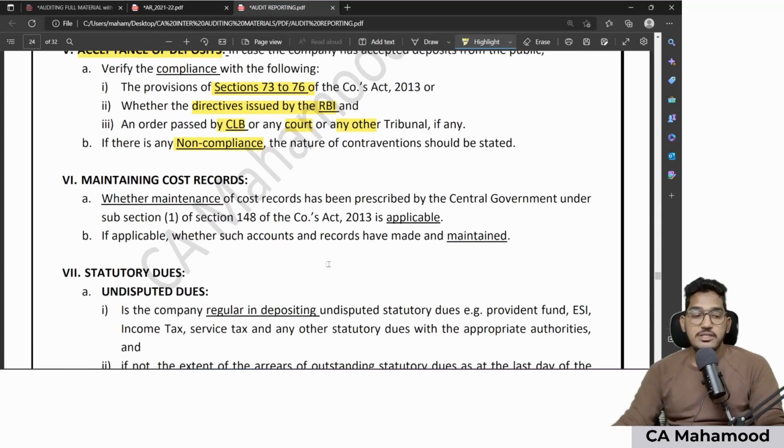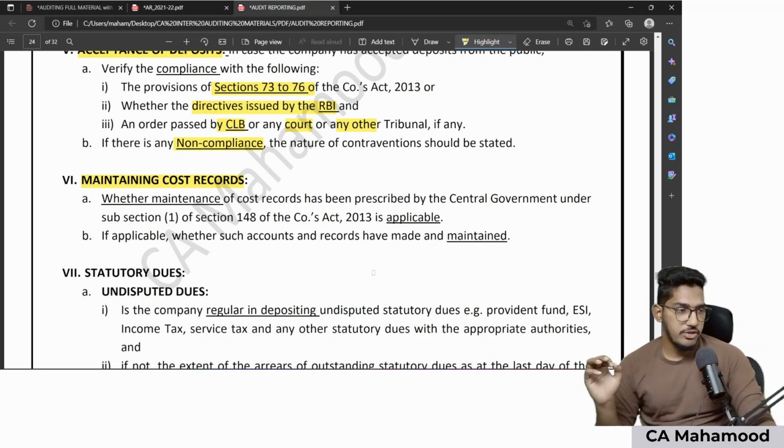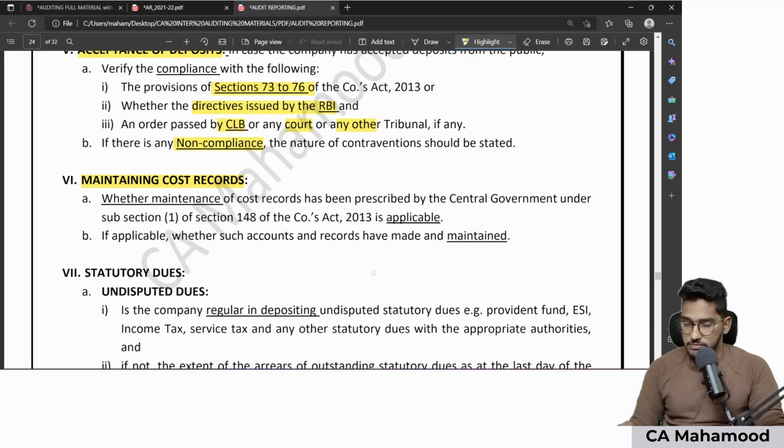Next one. Sixth point, maintenance of cost records. Nothing but whether your company is coming under that applicability criteria given under section 148 subsection 1. If yes, whether your client is maintaining cost records or not. That's all. Whether for your client cost records are applicable. In case cost records are applicable, whether your client is maintaining proper cost records or not, you have to comment on that.